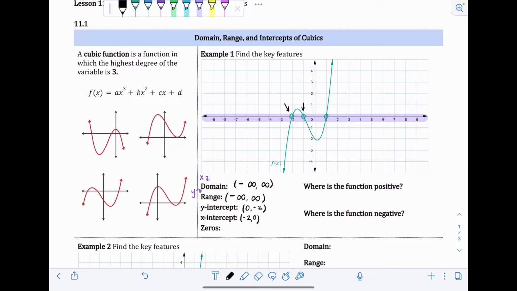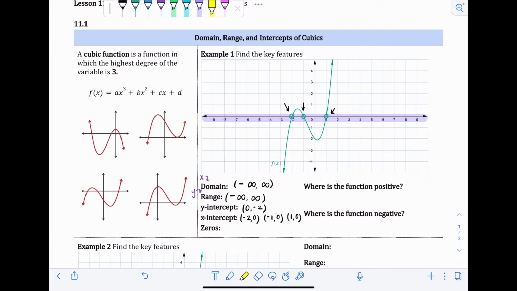This is (-1, 0), (1, 0), and then that's the last one. And then for the zeros of the function, we've talked about how zeros, x-intercepts and solutions are all interchangeable, but we just don't really write zeros as points. We just write them as the actual number where it crosses the x-axis.